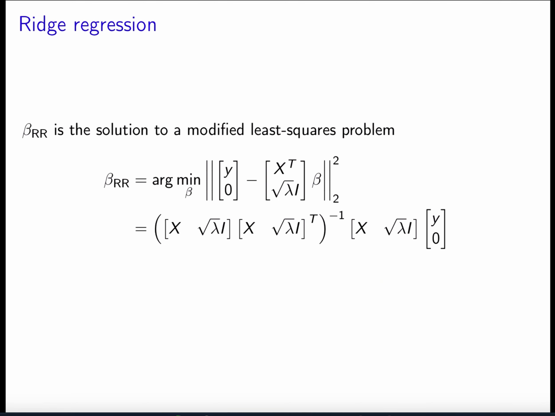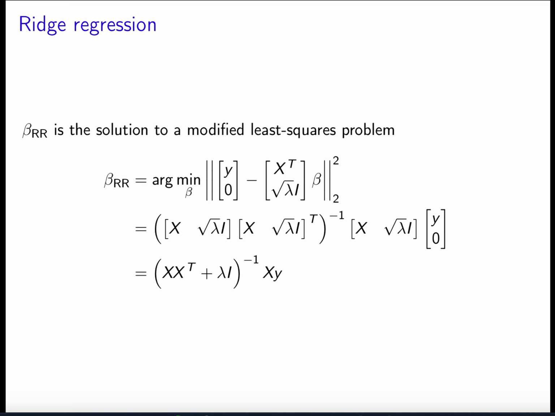So we can express the solution to this least squares problem using the closed form solution that we already derived in general. And remember that this was (X transpose X) inverse times X transpose y. Now, instead of X, we have this matrix, which is X stacked with square root of lambda I. So we just plug it in, and this is what we get.